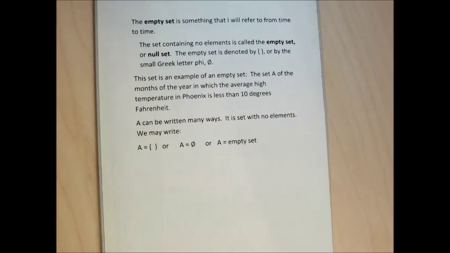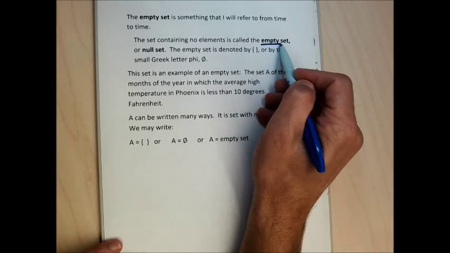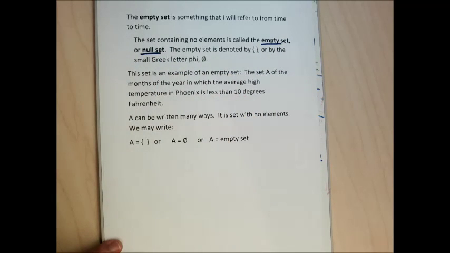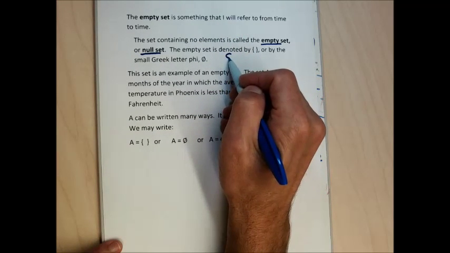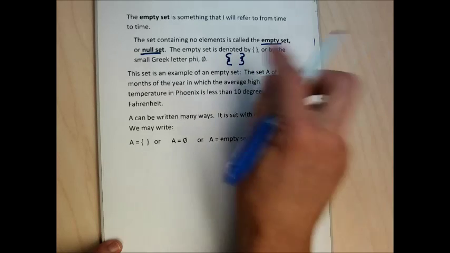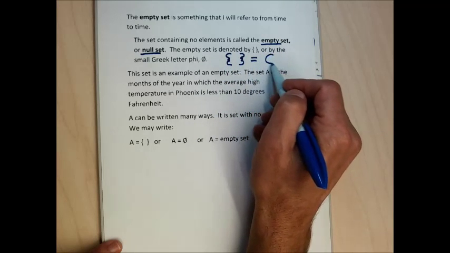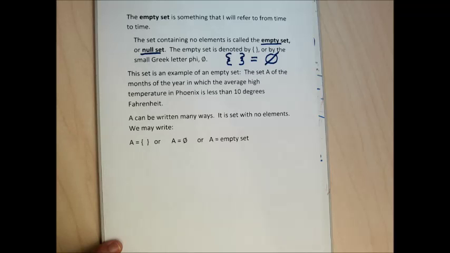New concept. The empty set is something that we'll talk about from time to time. I'll almost always call it the empty set. Some older teachers will call it the null set. And the empty set, I like this notation better. Having set braces with nothing inside of it, that's a set that doesn't contain any elements. This is the same as when we write a 0 with a line through it. A 0 with a line through it like that is considered a set with no elements.